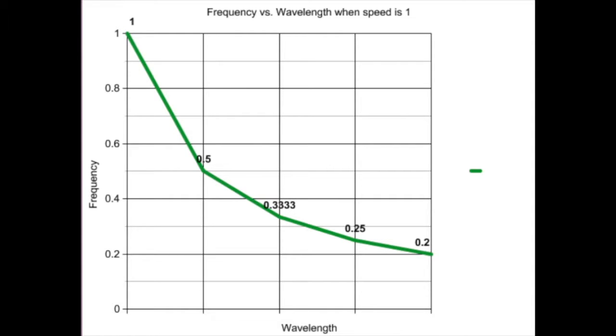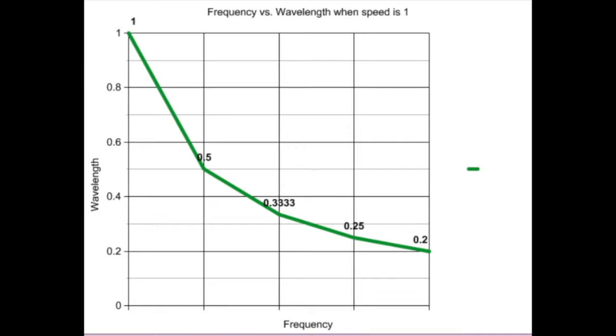This graph demonstrates when there's a wave of a fixed speed. When the wavelength is higher, the frequency is lower. This graph represents the opposite, showing that when a wave has a higher frequency, it has a lower wavelength if it is of a fixed speed.